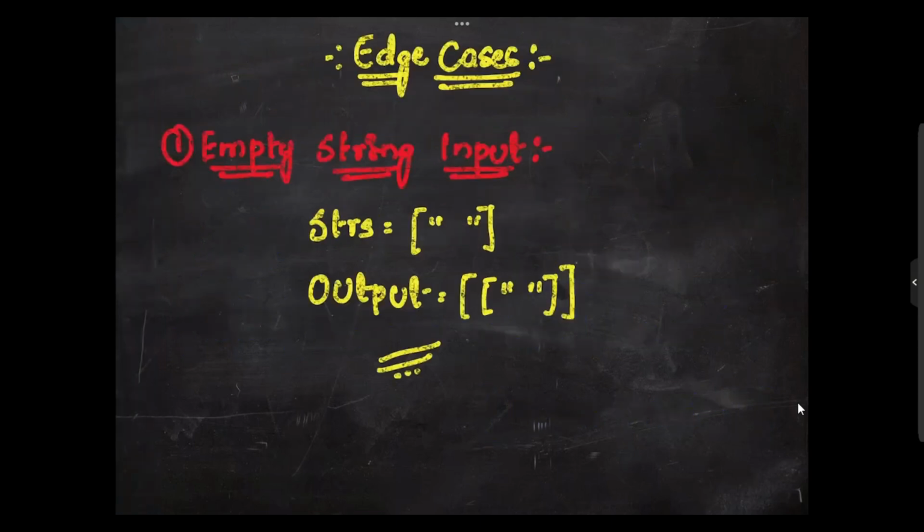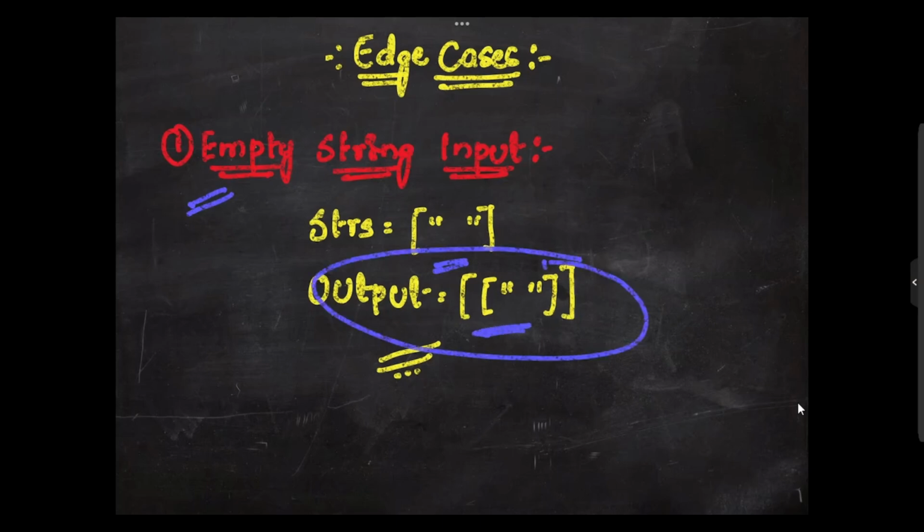So the approach works absolutely correct in this case, right? As we are familiar with the approach, now let's move on with the edge cases one by one. The first edge case we need to consider is empty string input. The output is the same here. So we are pushing the empty string to the new array, right?